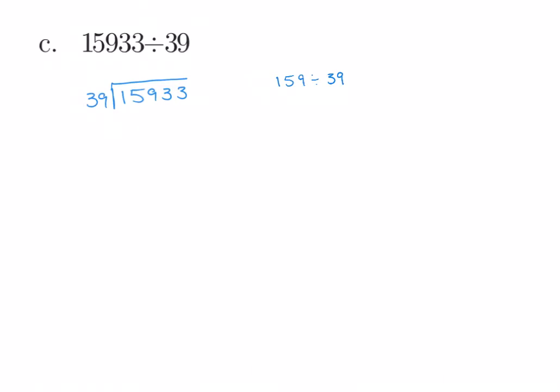Let's try one more, just to make sure that we have it. So we want to divide 15,933. Okay, so we go ahead and start with our division. And the first number I want to look at is 159 divided by 39. So we want to round up. This becomes 160. 39 becomes 40. 4 goes into 16 4 times.